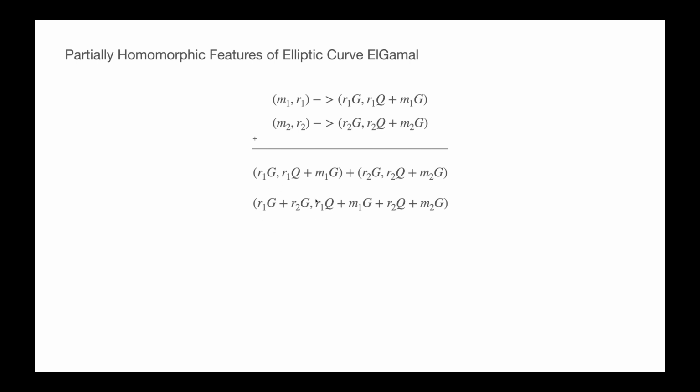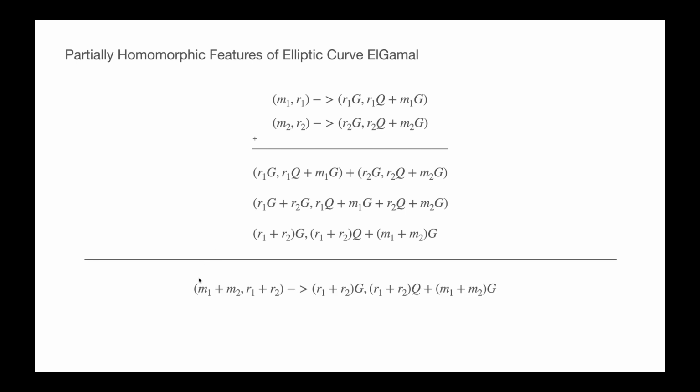In our first point, both elements have base point G multiplier. That's why we are able to represent this as (k1 plus k2) times base point G. Similarly, in the second point, two elements have public key Q multiplier and two elements have base point G multiplier. That's why we are able to represent this as (k1 plus k2) times public key Q plus (m1 plus m2) times base point G. This is the addition of two ciphertext values.